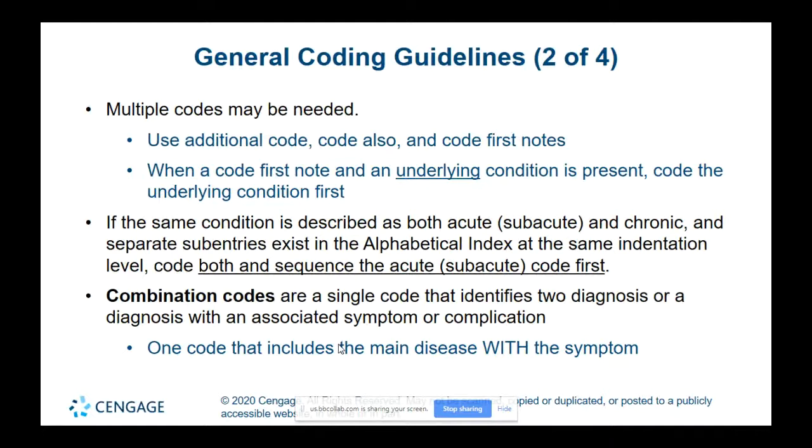So if the same condition is described as both acute and chronic and separate sub-entries exist, then you would code both. So for instance, if it says the patient has acute and chronic, whatever the condition is, you would code acute disease and chronic disease. So you'd have both, with acute listed first.